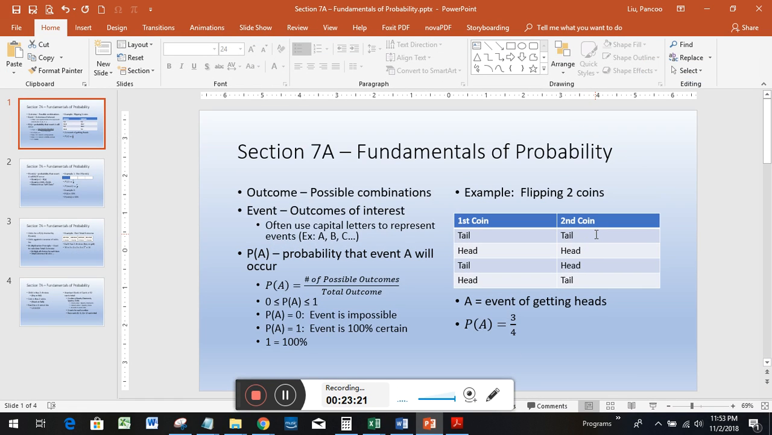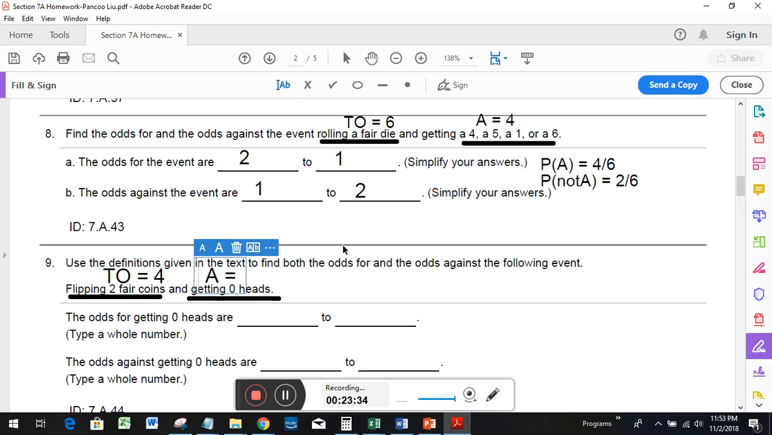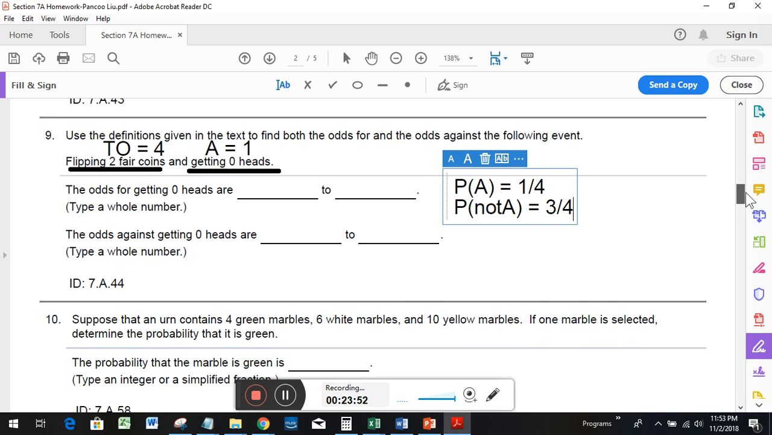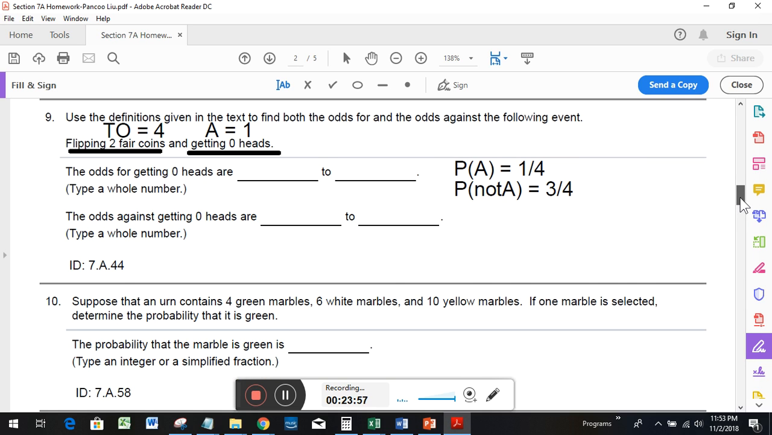So the outcome that gives me 0 heads will be the first one here, tails and tails. So here has 0 heads. And that's the only one that has 0 heads. So 1. So then your P of A is 1/4. And your P naught of A is the leftover 3/4. So again, we're going to go ahead and divide those two fractions. So let me go ahead and divide those two fractions here.